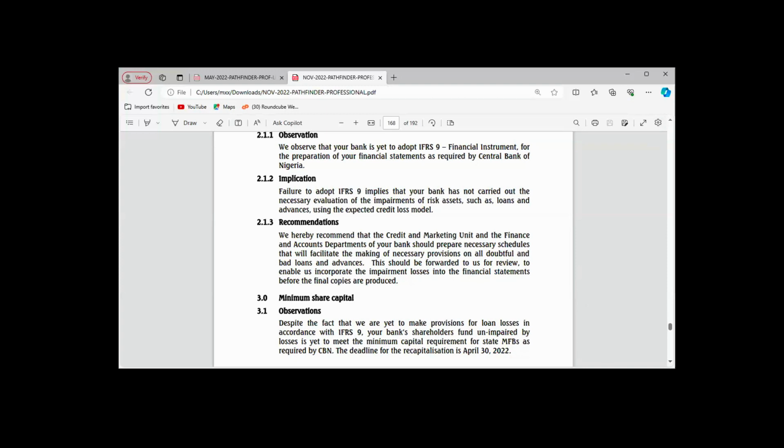Okay, so for IFRS 9, you can write. This will be under use of data and information. So you say that IFRS 9 provides that companies should recognize impairment of risk assets using the expected credit loss model.